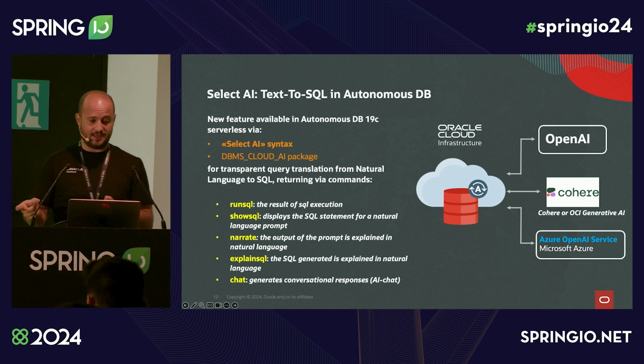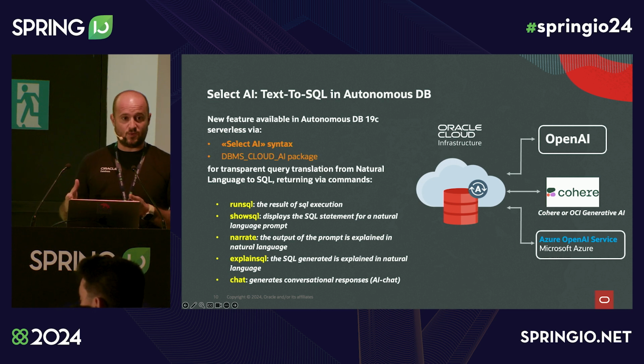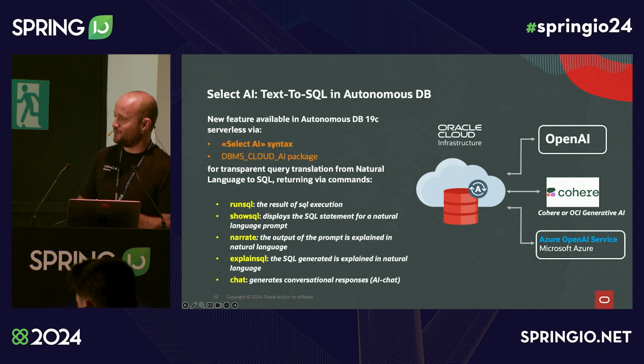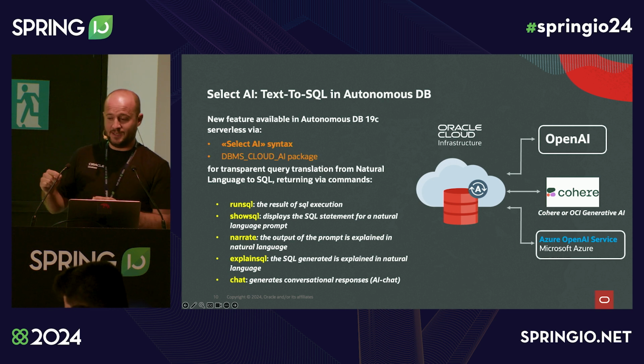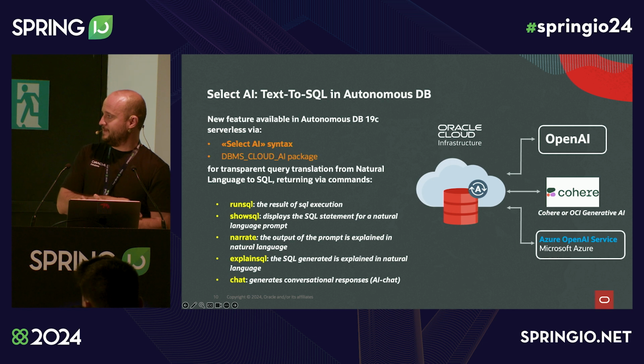Select AI, and then you will have the yellow part. The run SQL will generate the query and execute it. Then the rest is kind of easy to understand. The most interesting maybe for our use case, our estimation, is the narrate. The narrate will generate the SQL, run it, and then the results will be translated back into text so that a business person can read it like a report. And then explain SQL, we will see an example, but it will tell you the reasoning, why the query was created like this, so you can debug that part as well.